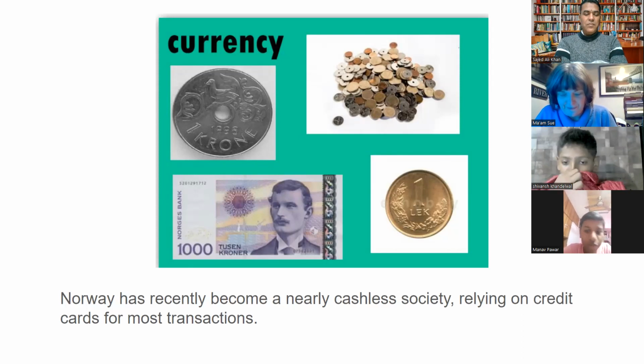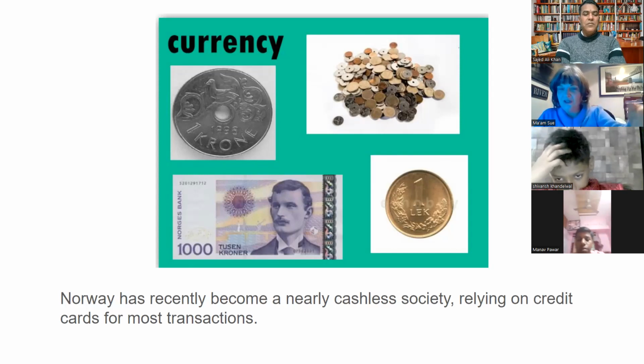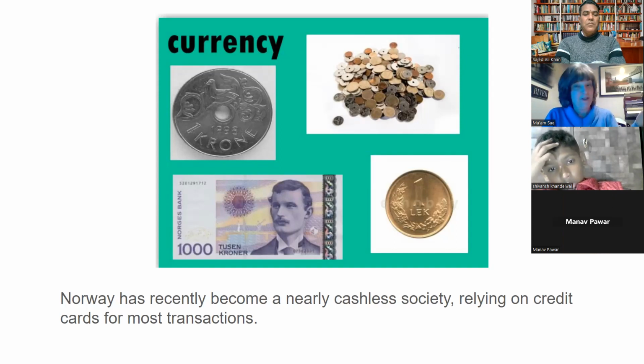Norway has recently become a nearly cashless society, relying on credit cards for most transportation and transactions. You go to the store and you're not going to pull coins out of your pocket or bills. You're just going to put your plastic down and it takes care of everything. You pretty much don't need to have any money there. So they want to do it all on credit card.